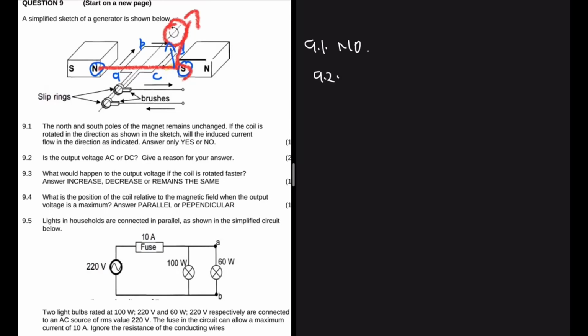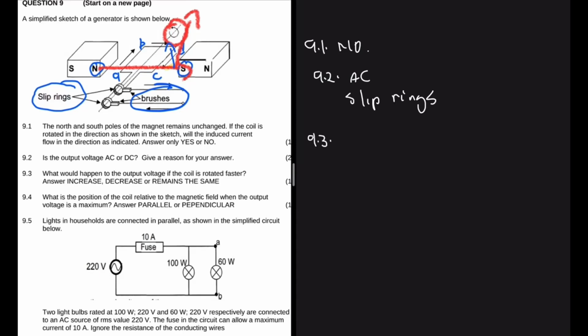9.2 says, is the output voltage AC or DC? The output voltage will definitely be AC. Now, why do we say that? We say that because of the presence of slip rings and not split rings, right? We're saying that because of the presence of slip rings and carbon brushes. So it's AC because we have slip rings. And then let's go to 9.3.